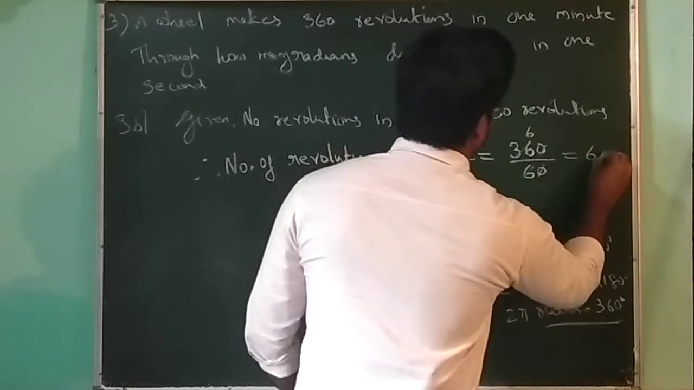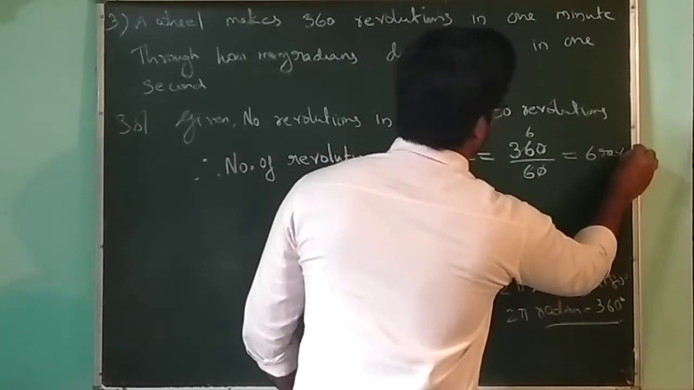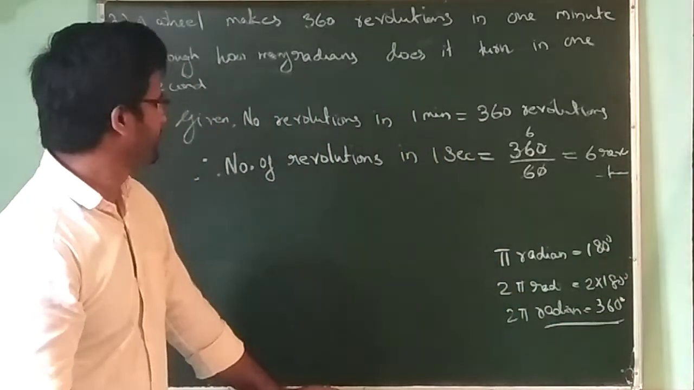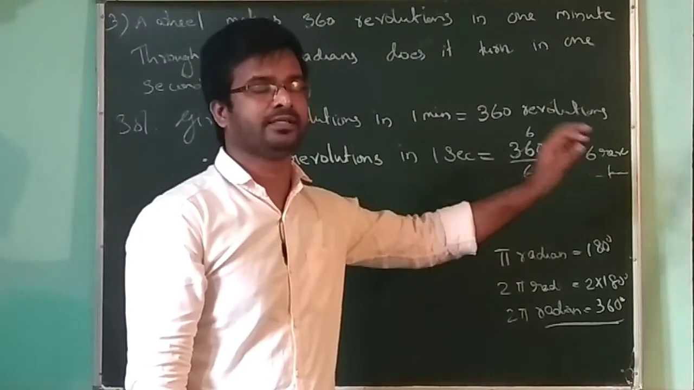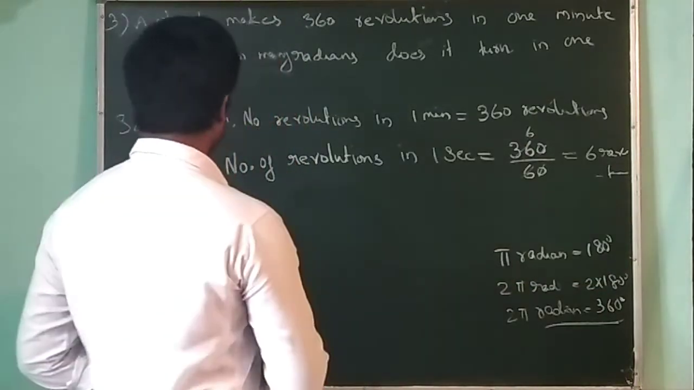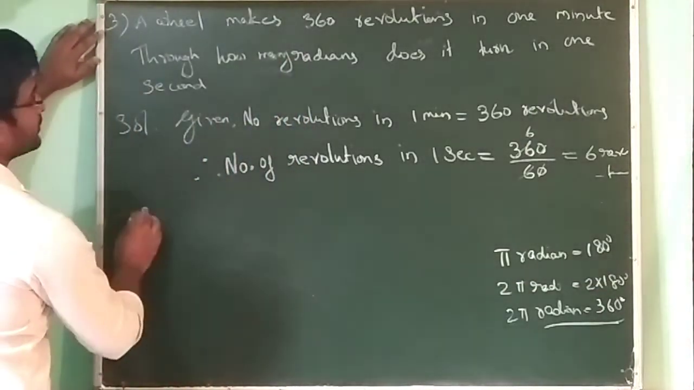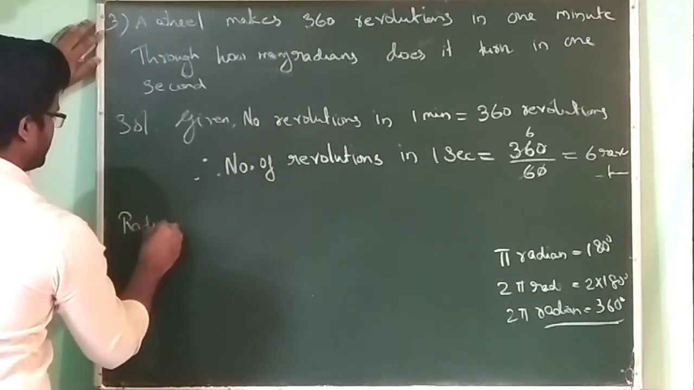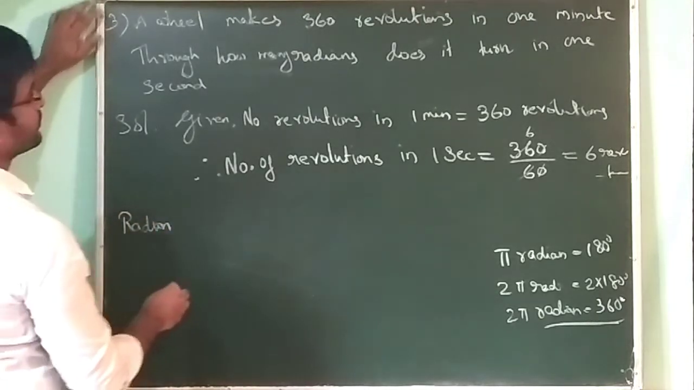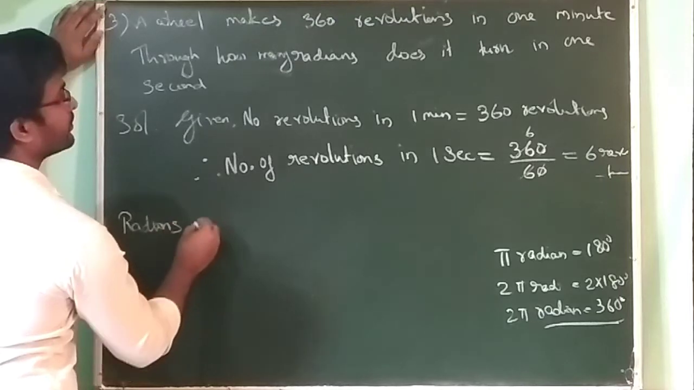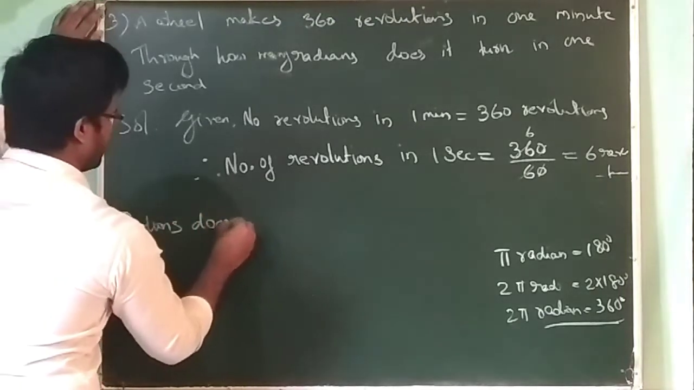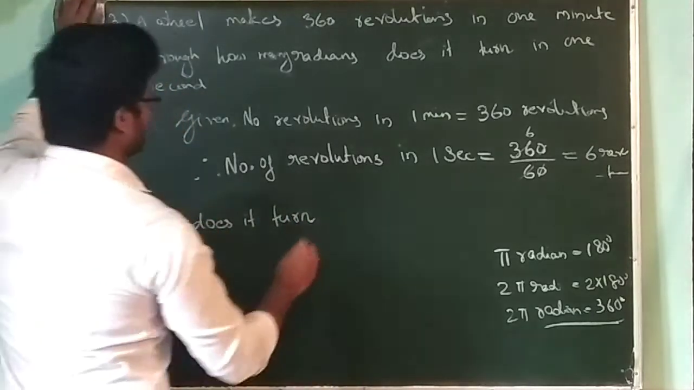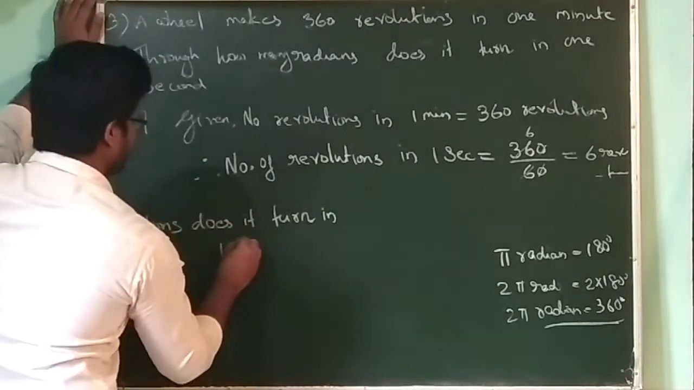6 revolutions. That means in 1 second, it will rotate 6 times. Then, how many radians does it turn in 1 second?